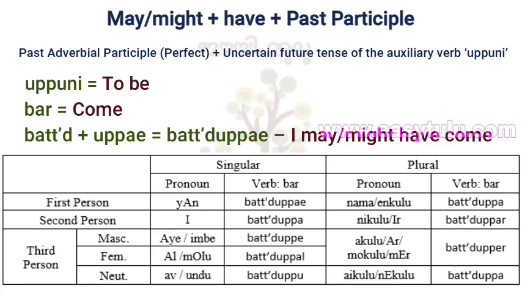Yanu bataduppe, I might have come. E bataduppa, you might have come. Aye or ime bataduppe, he might have come. Alu or molu bataduppal, she might have come. Au or undu bataduppu, it might have come. Nama or enkulu bataduppa, we might have come. Iru or Nikulu Bataduppar, you might have come. Akulu, Mukulu, Aru or Miru Bataduppir, they might have come. Nekulu or Aikulu Bataduppa, they might have come.